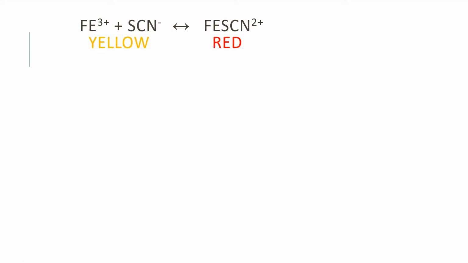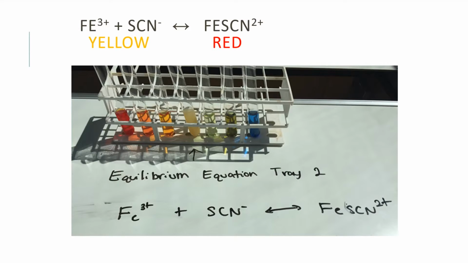Fe3+ plus SCN- to create FeSCN2+. This photo shows some of the test tubes that were created from shifting equilibriums. The cloudy yellow test tube was created from this shift in equilibrium.